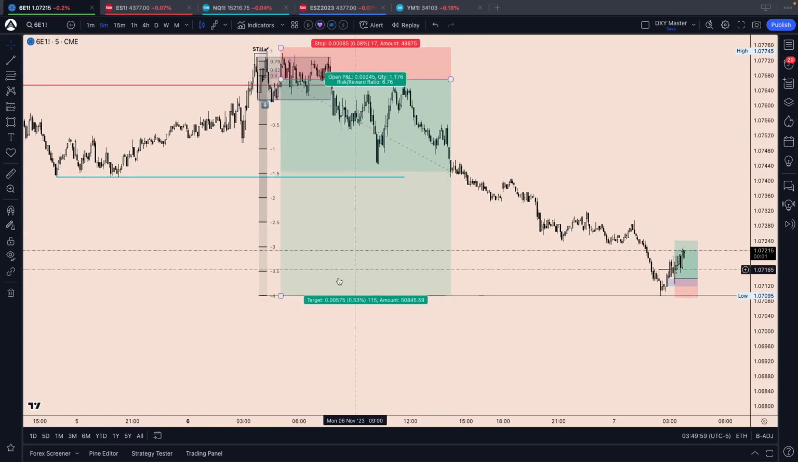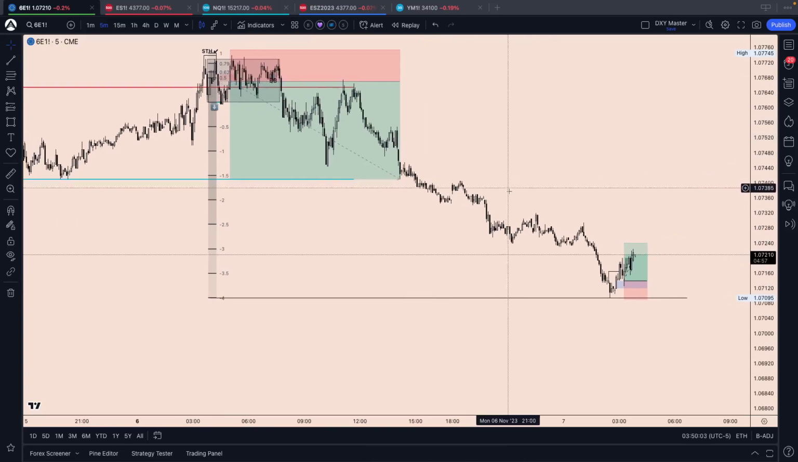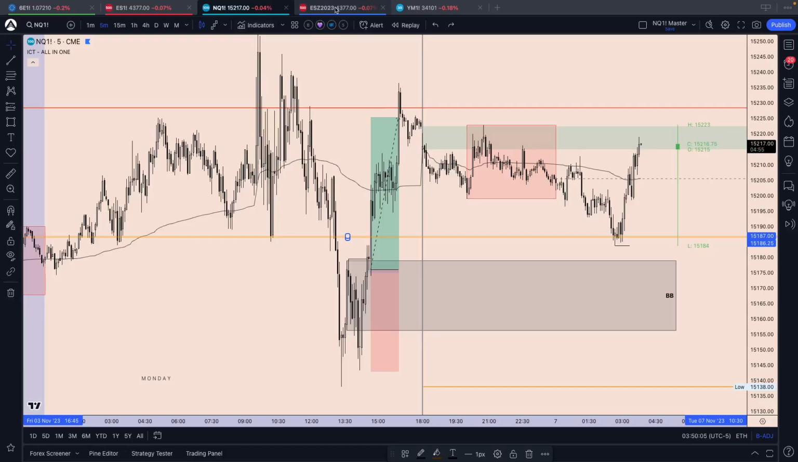Yes, dollar with the 2022 model. Keeping it simple. Nice.